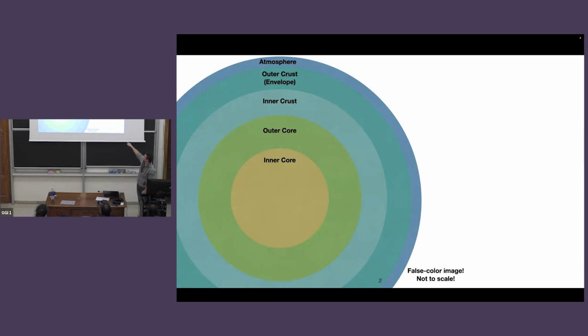Generally, a neutron star consists of a couple different layers. You have the inner core and the outer core, and we have a crust, the outer crust, also sometimes referred to as an envelope, and we have a small atmosphere.